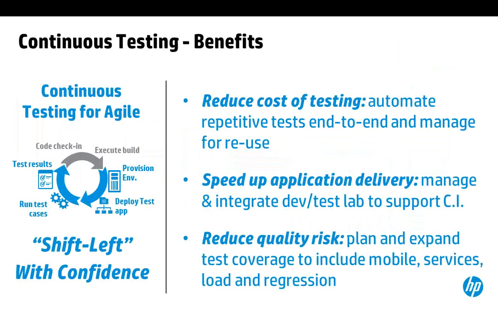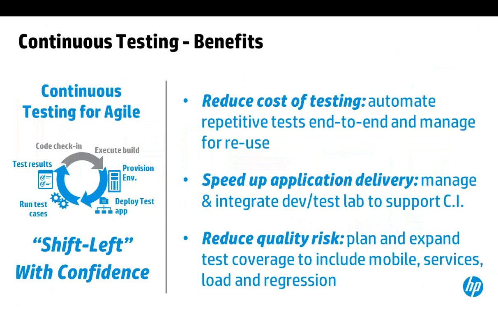What's also important in speeding up is the ability to have automated development and testing lab support, as well as support for continuous integration, which is becoming more and more prevalent in Agile delivery today. And finally, risk mitigation: reducing the quality risk by having a planned approach to testing and quality management in the Agile lifecycle becomes important.